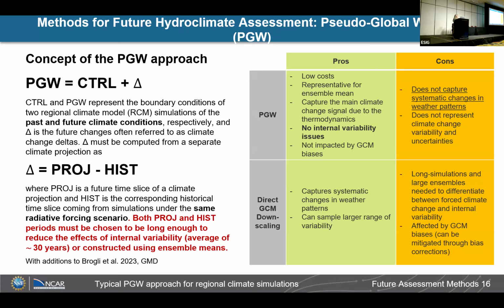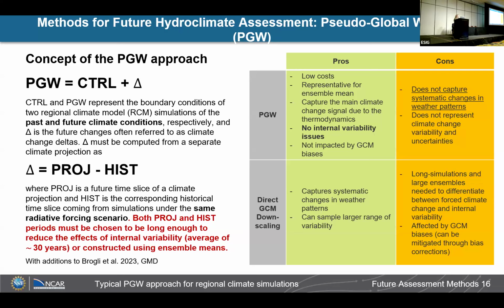It is representative of the ensemble mean. It captures the general signal, the change. It doesn't have these internal variability issues that the direct downscaling has, and it's not impacted by the GCM biases. Often downscaling is totally dependent on the biases in the GCMs. The CMIP6 GCMs tend to run hot in general.